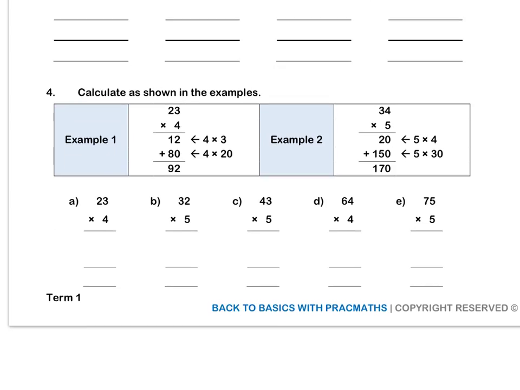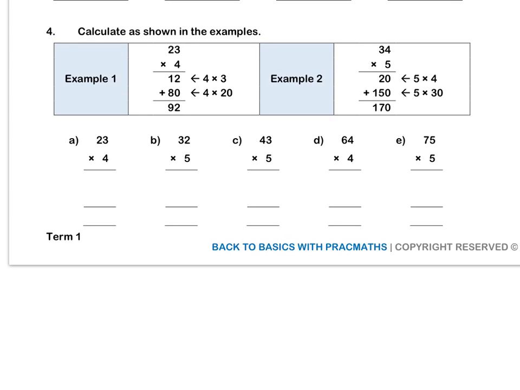Question 4. Now we are going to use a different method, leading to vertical column multiplication. 23 times 4. We are always going to start by multiplying the units by one another. So 4 times 3 is 12, and then 4 times 20 is 80, and we add up to get a final answer of 92.